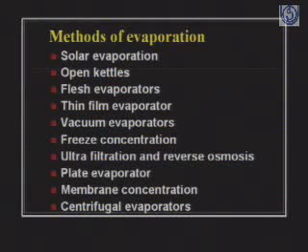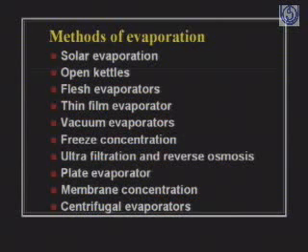Then what are the methods which are available for evaporation? There are so many methods available for the evaporation of juice or other types of materials. Like solar evaporation, which uses solar energy and is generally used at the sea for preparation of salt from sea water. Open kettles are also used for evaporation. And flash evaporation, also called juice concentration, by which you can evaporate the materials.